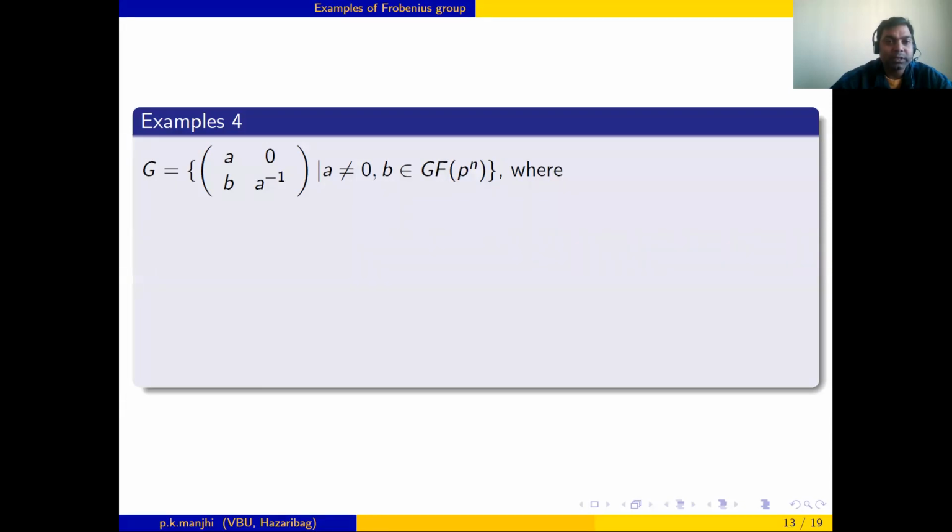This is in matrix form. Let us write in 2 by 2 matrices like this, where GF(p^n) stands for the finite field of order p raised to the power n. So G is given by this set, and this is a field of order p raised to the power n, where p is some prime.